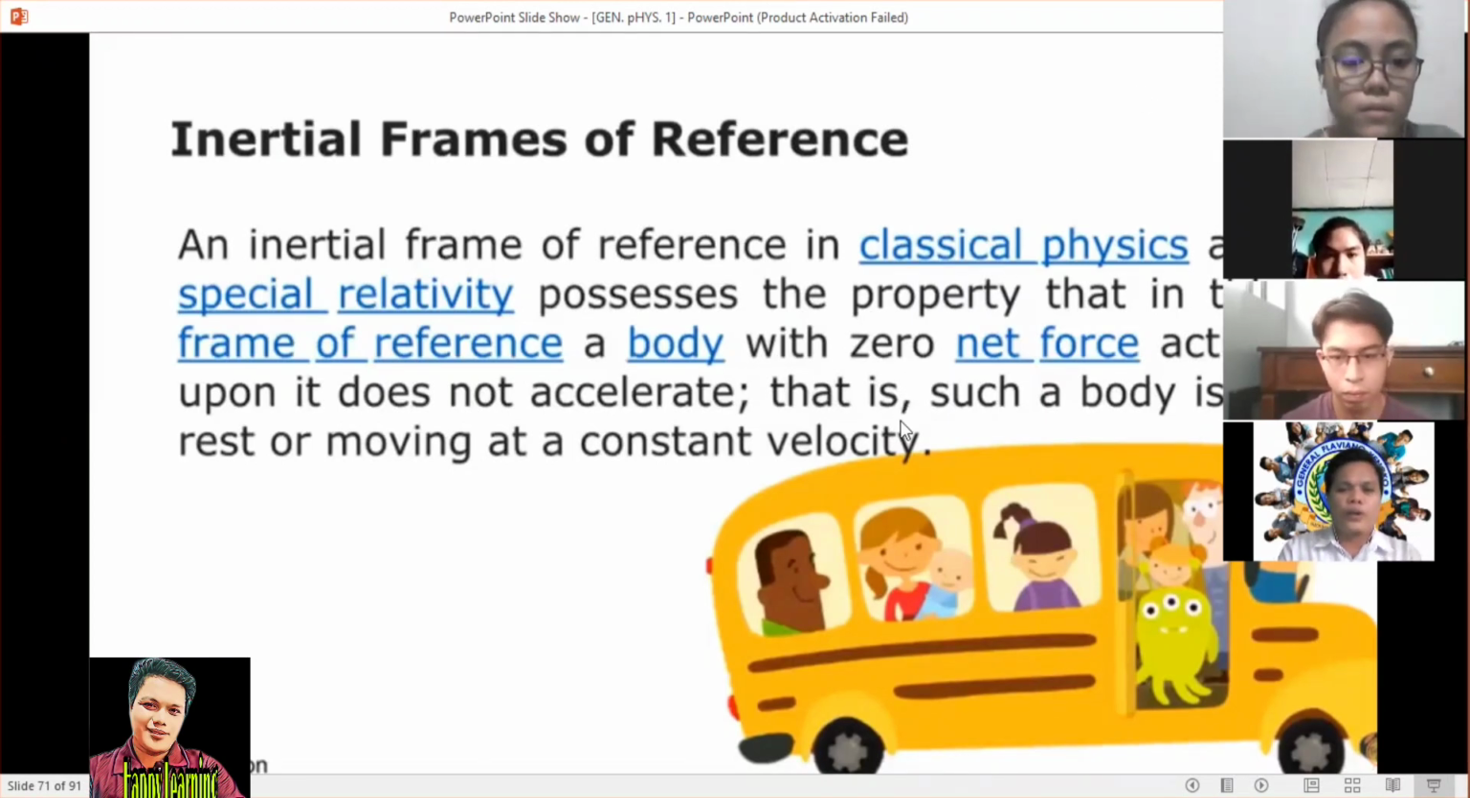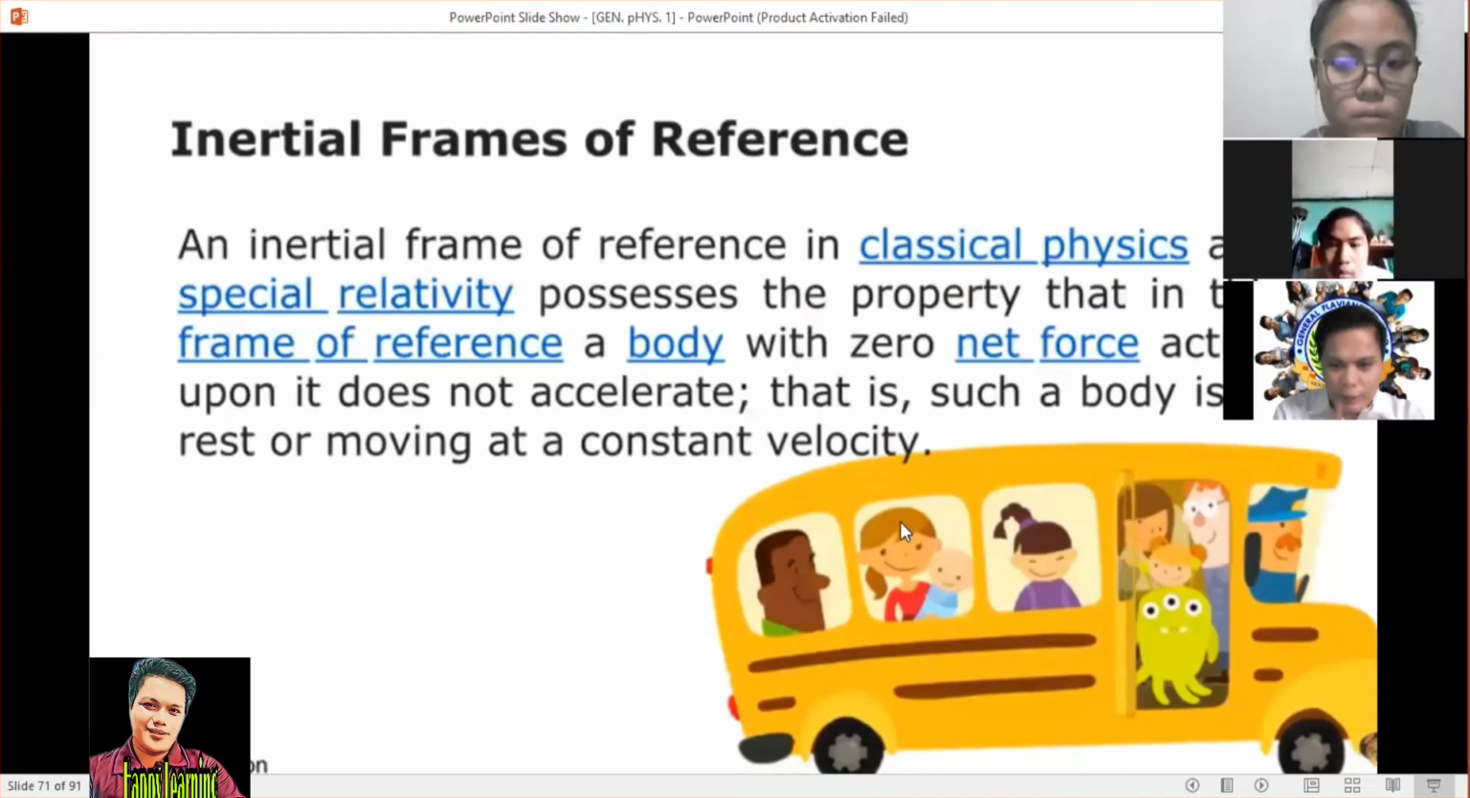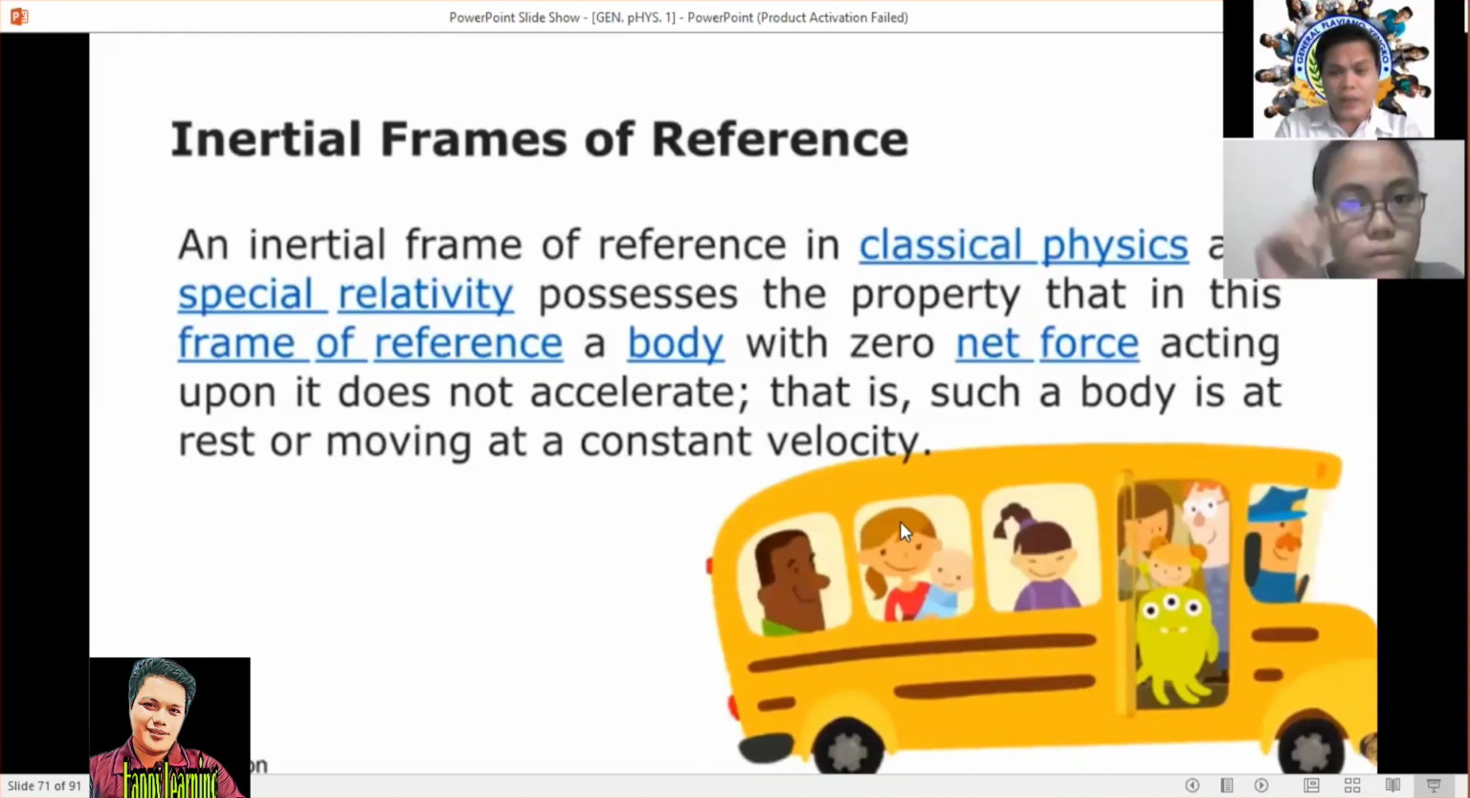Okay. So, ibig sabihin, pwede rin tayo magkaroon ng inertia on a moving body. For example, itong jeep or bus, kung bus man yan or jeep. Sabi sa definition ng law of inertia, a body at rest will remain at rest and a body in motion will continually move in motion unless there is a contact force that will stop it.